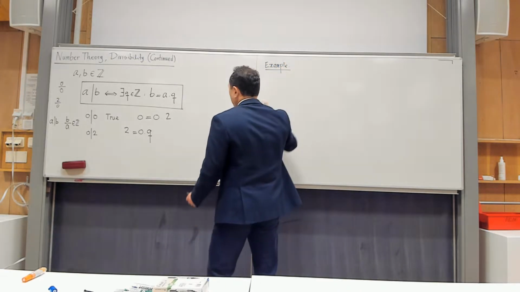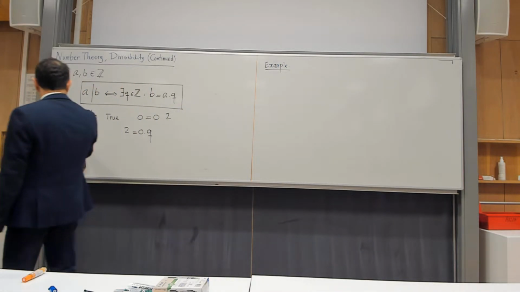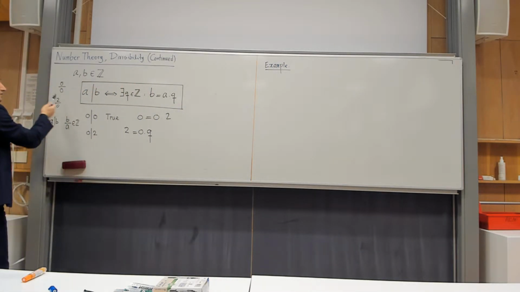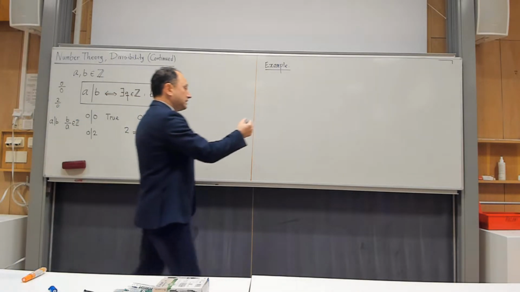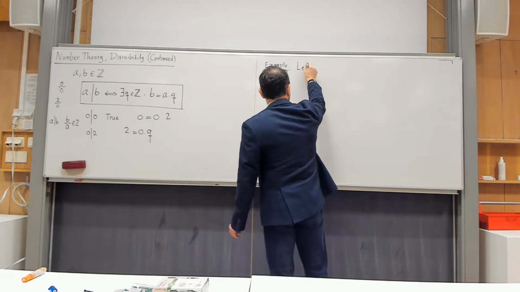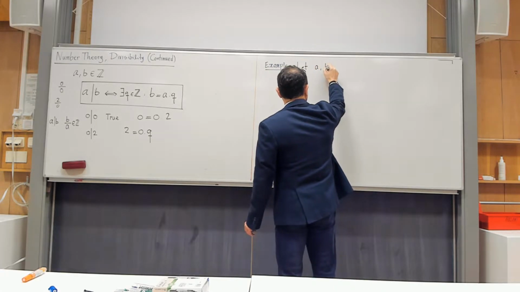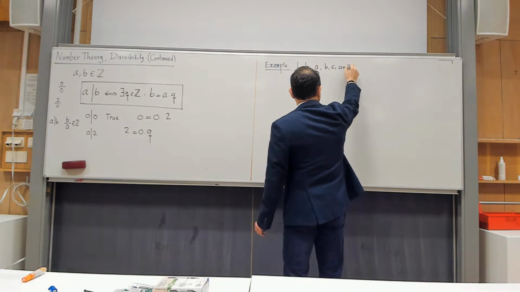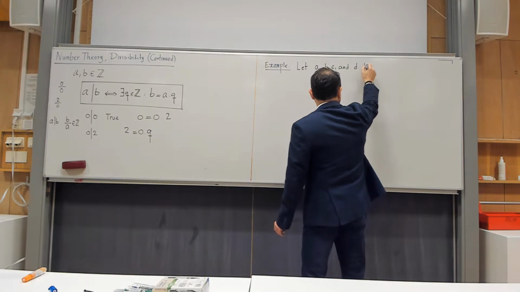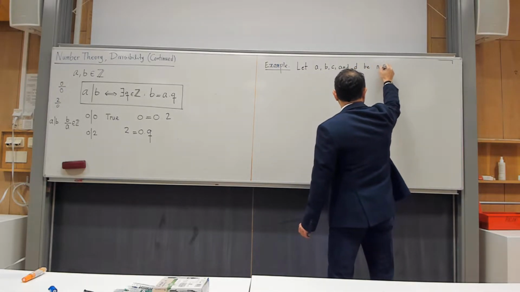Now, from now on, I will consider that the numbers that I am dealing with are not zero, to not be worried about this special case. Yes. So I would say that let A, B, C, and D be non-zero integers.